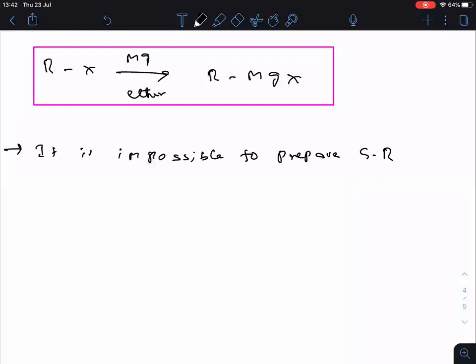If the substrate is having acidic hydrogen. So remember, it is not possible to prepare Grignard reagent if the substrate is having acidic hydrogen. Why? What is the reason? That also we are going to see now.